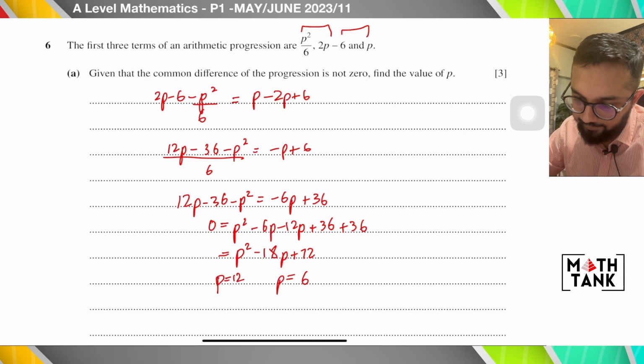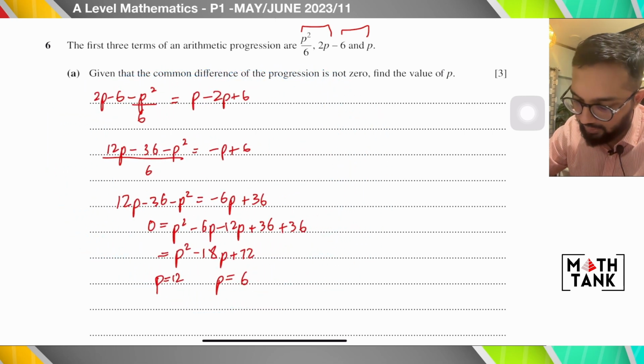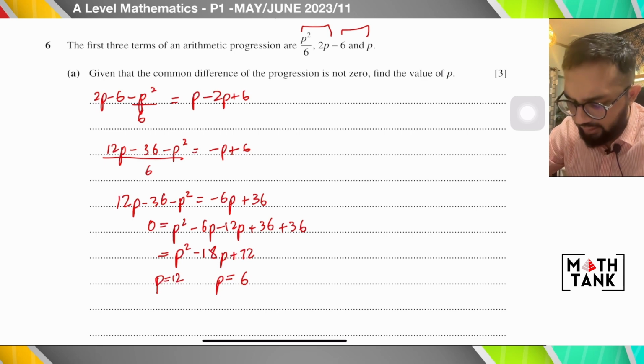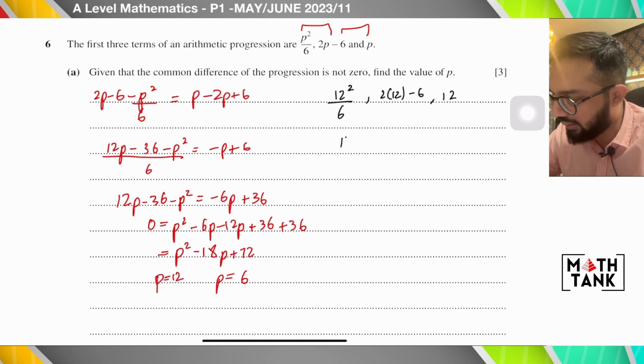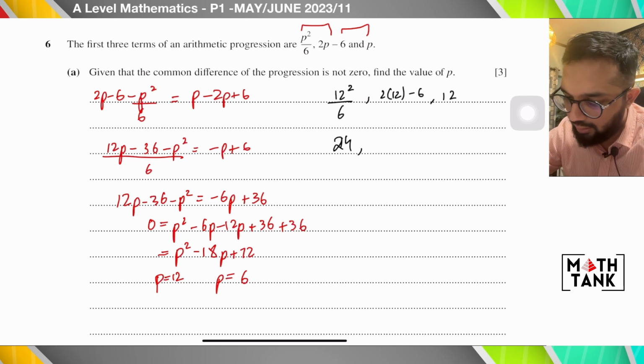Find the value of p. Okay, so one of these will probably give me a common difference of 0. Let's see which one that is. If I calculate the first three terms, I can figure it out in another way as well. I can just say 12 square over 6, 2 into 12 minus 6, and 12. Okay, so 144 over 6 is 24, and 18 and 12. So this looks like the correct answer.